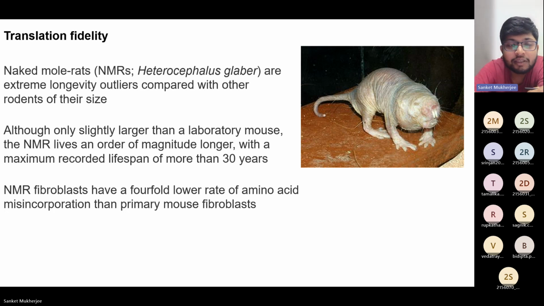So definitely there's something we need to figure out, what these rats are doing that makes them live so long compared to other rodents. NMR, in this case, is naked mole rats. Their fibroblasts have a fourfold lower rate of amino acid misincorporation. That means the error rate is very low compared to the primary mice. So we are going to study a little bit about this.